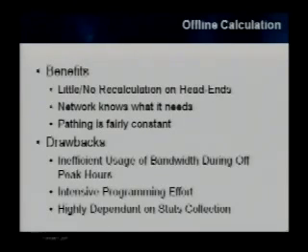The drawbacks are that you can have inefficient usage of your bandwidth during non-hot times on your network. It actually takes quite a bit of programming to be able to do your calculations, and it's very highly dependent on your stats collection, meaning that if you have some problem with the storage or the retrieval of the data, it can wildly skew your RSVP reservations.